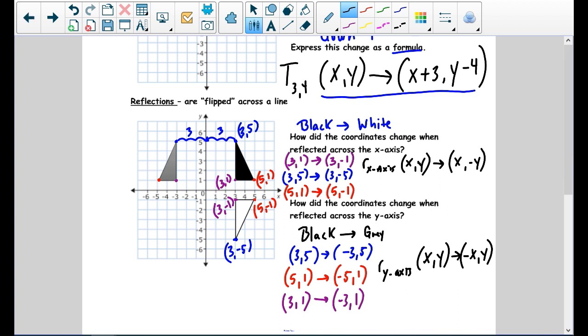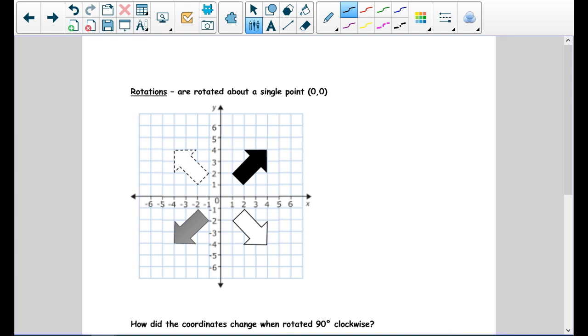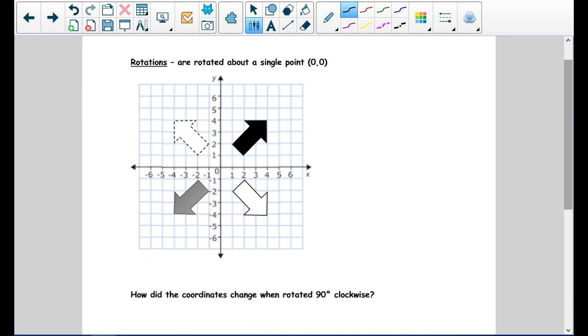So let's take a look at our last option here, rotation. So we have this rotation, and all our rotations are going to be around this point, origin, 0, 0. Okay? So all rotations are around that point. And I'm going to outline here again. Here's my original shape.